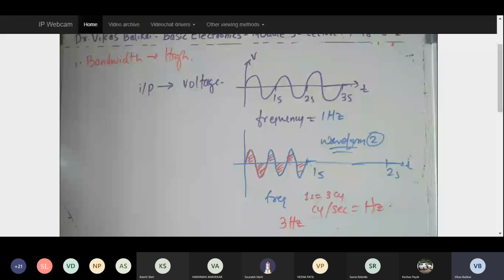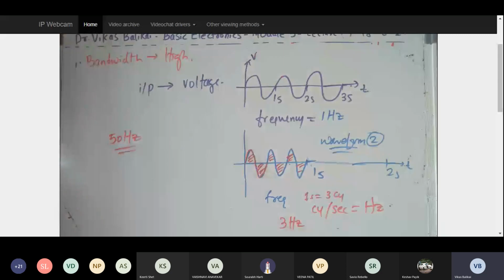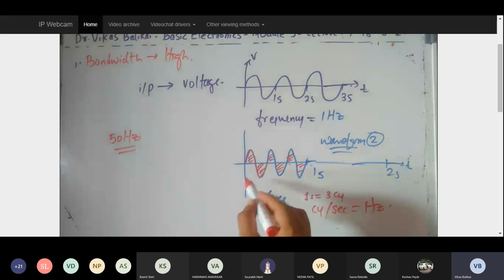Now, can anyone tell me what is the frequency of the voltage that we get in our households? 50 hertz. I think you might have seen this in your meter board, and we have discussed that in the first module, rectifiers. So 50 hertz meaning within 1 second, the input voltage whatever we are getting, it will be going 50 times up and 50 times down. So that is the meaning of that.